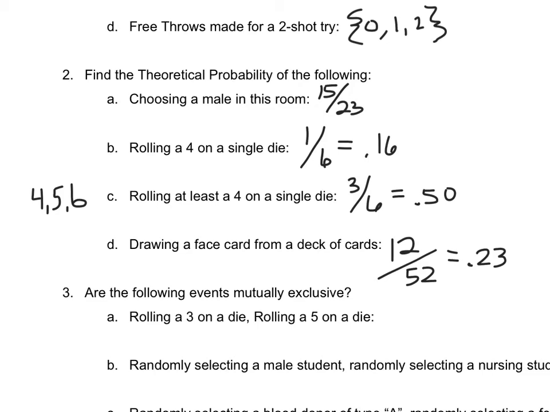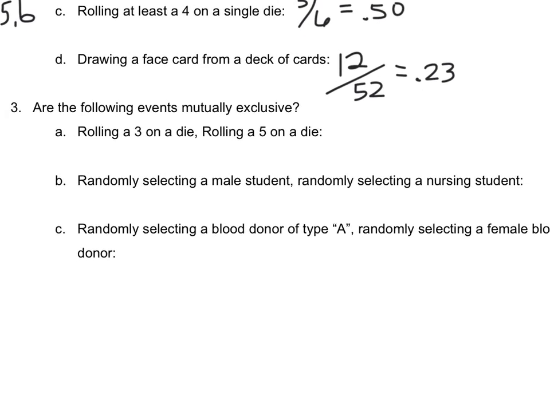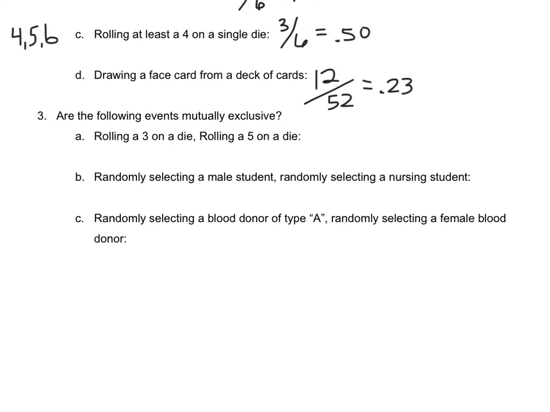Okay, so that gives you an example of finding some basic theoretical probabilities. Are the following events mutually exclusive? In other words, are they disjoint? Are they completely separate of one another? As we talked about before in our notes, mutually exclusive events are two events that have no outcome in common.